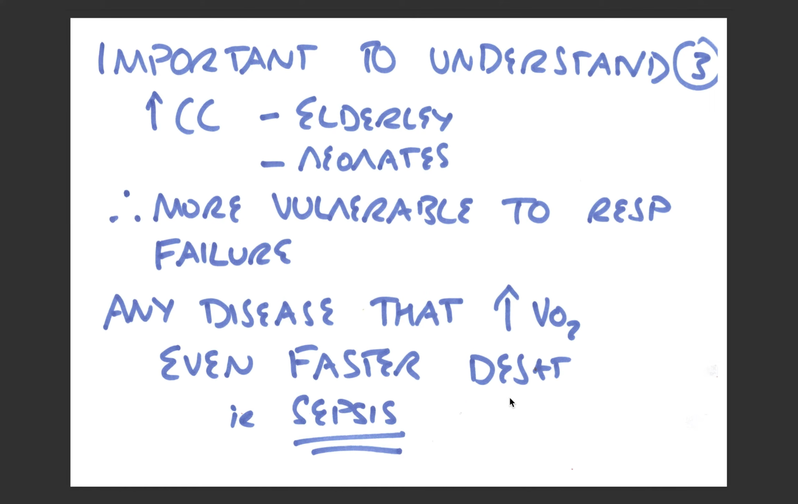Consider as well that any disease that increases oxygen consumption, whether that be sepsis or a seizure or resting tremor, will accentuate the oxygen desaturation. A morbidly obese elderly patient breathing 100% oxygen who is in septic shock could very well desaturate in less than 30 seconds, no matter how well you pre-oxygenate them.